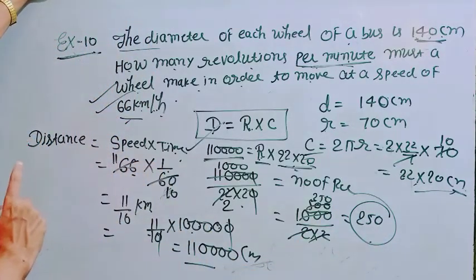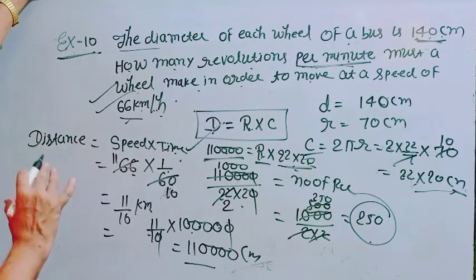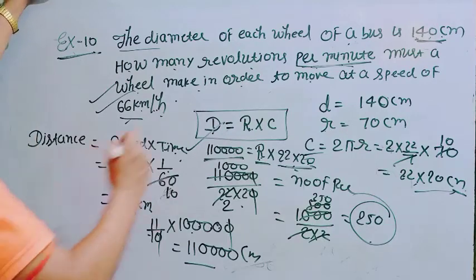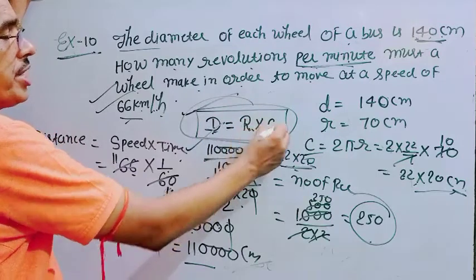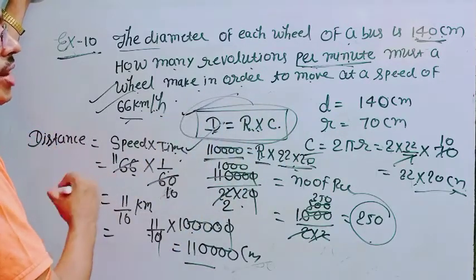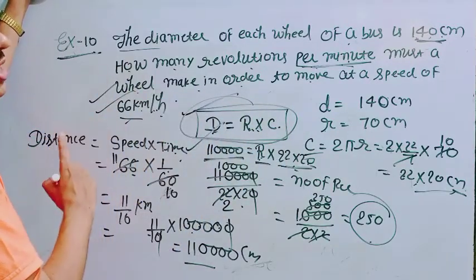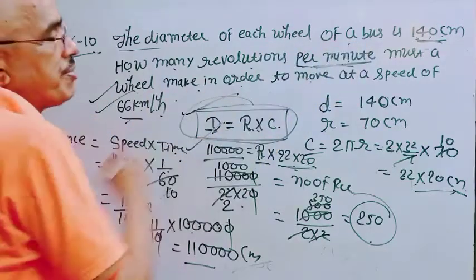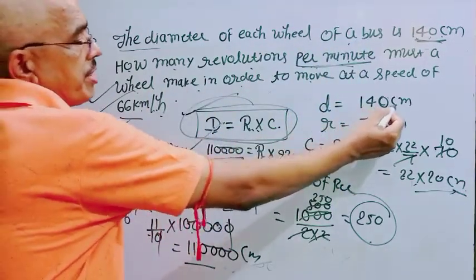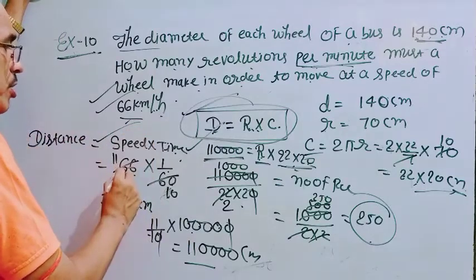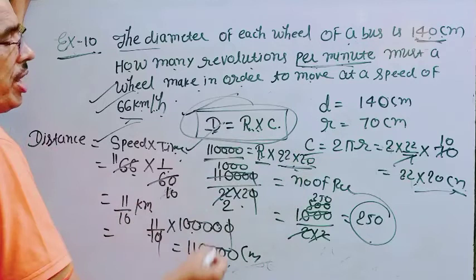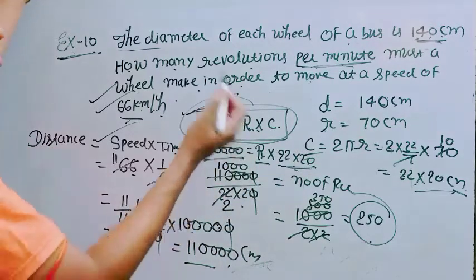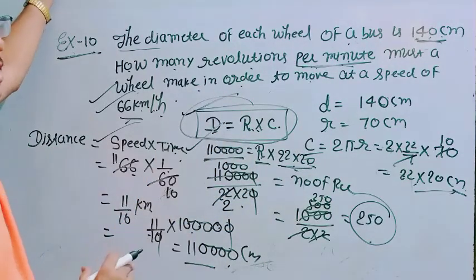Dear student, there are so many questions in your exercise related to distance, revolution and circumference. So one formula you should always remember: distance is equal to revolution into circumference. First change all terms into the same unit. Here it is centimeter, but the speed is in kilometer, so convert it into centimeter, then use this formula, substitute the values, and you can find the remaining part.